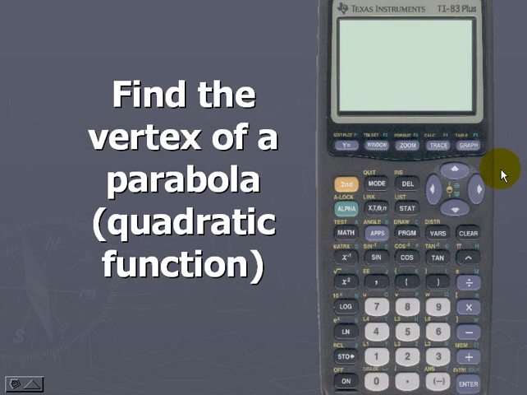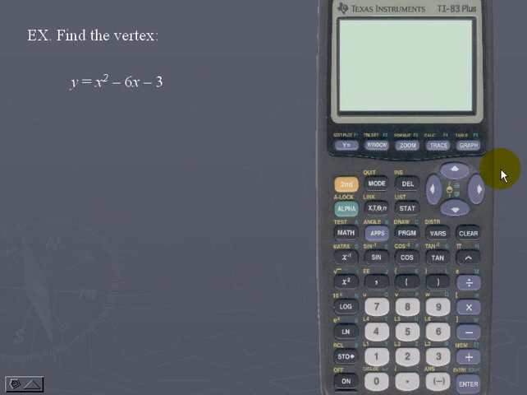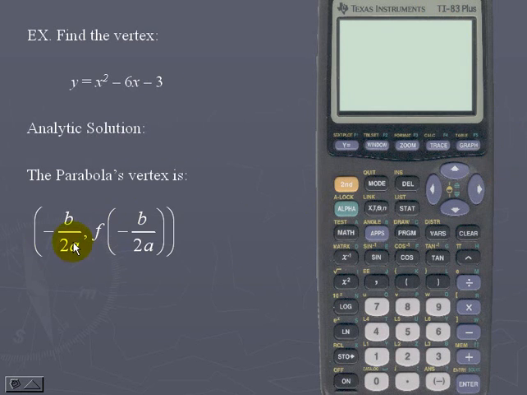Find the vertex of a parabola. In this example, we'll find the vertex of the function y is equal to x squared minus 6x minus 3. Here's the analytic solution. The parabola's vertex has the following formula. For the x-coordinate, negative b over 2a, and for the y-coordinate, f of negative b over 2a.